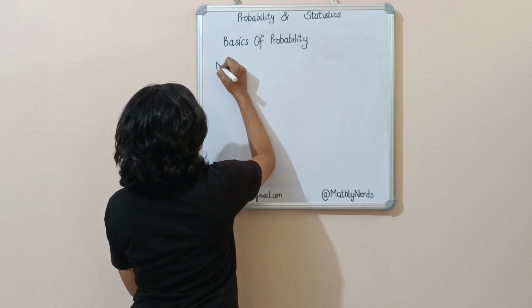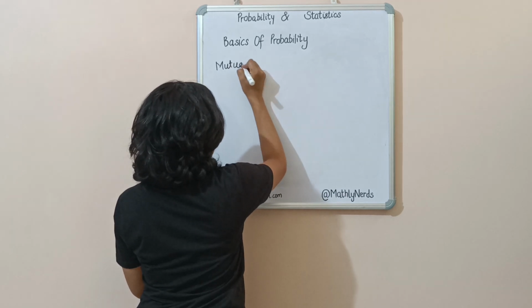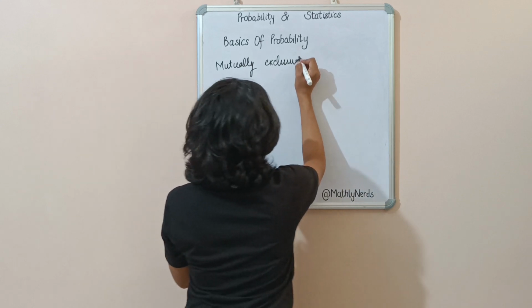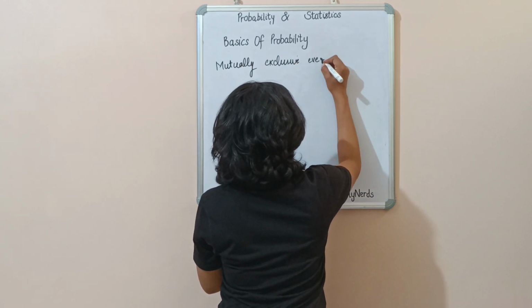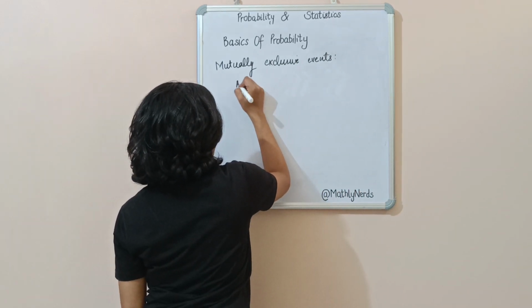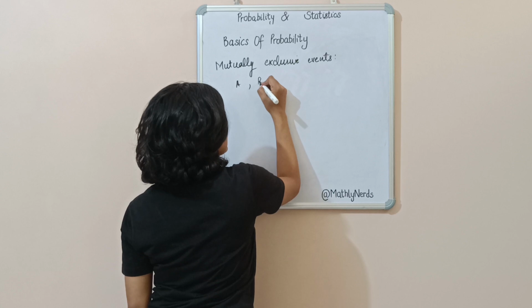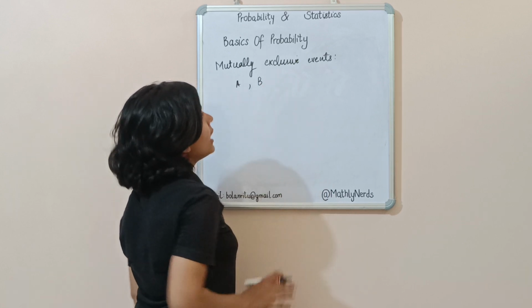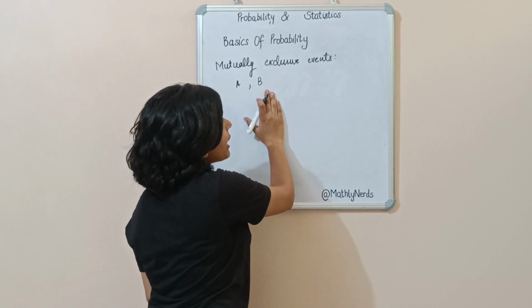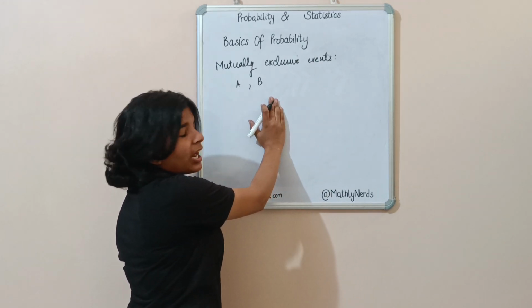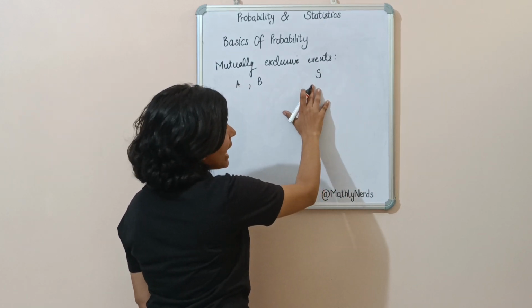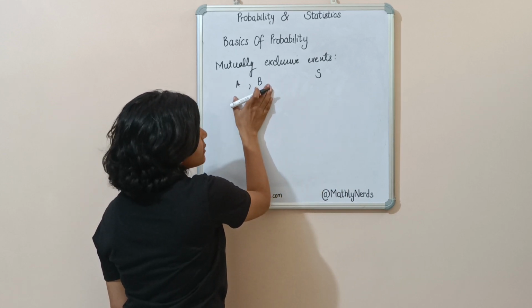Our next term is mutually exclusive events. For example, I have an event B and another event A. If A's favorable outcomes are totally different from B's favorable outcomes, when they are selected from a sample space S, then they are mutually exclusive events.